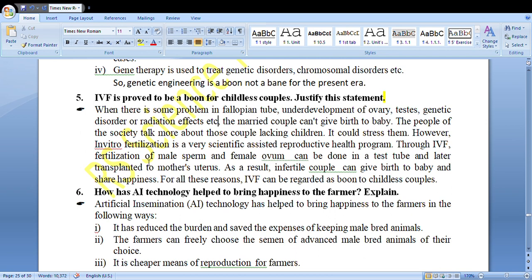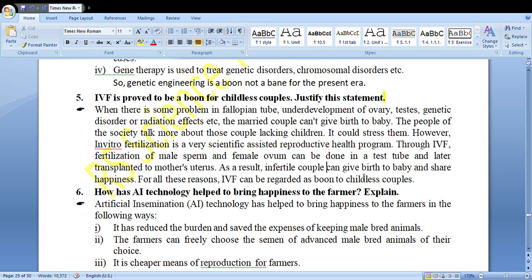Through IVF, fertilization of male sperm and female ovum can be done in a test tube and later transplanted to the mother's uterus. As a result, an infertile couple can give birth to a baby and share the happiness. For all these reasons, IVF technology can be regarded as a boon to childless couples.